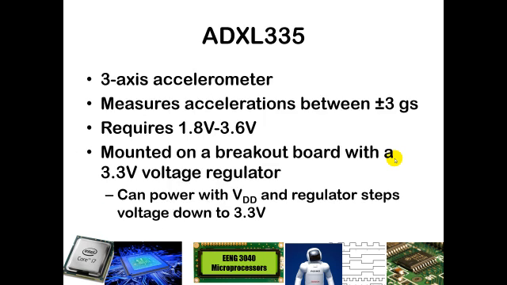Some of you have been provided with a board that uses the ADXL335. This is a 3-axis accelerometer, and it can measure accelerations between plus and minus 3 G's. It requires an input voltage of between 1.8 and 3.6 volts. However, that is provided because there is a 3.3 volt regulator on the board. So what we will provide to it is the VDD signal, which is 5 volts, and that voltage regulator will step that down to the needed 3.3 volts for the accelerometer.